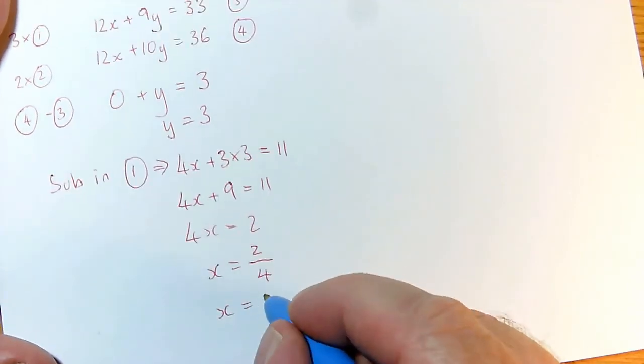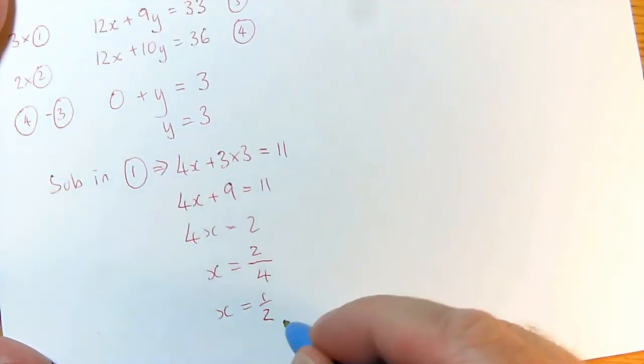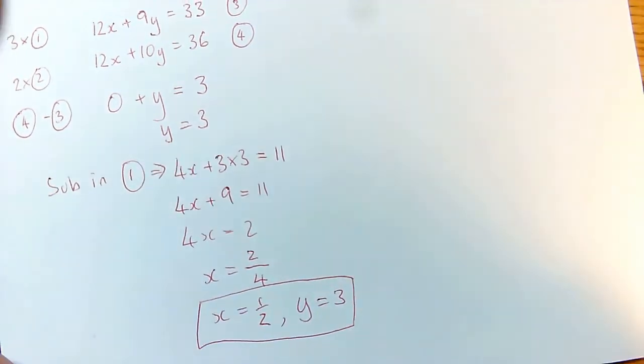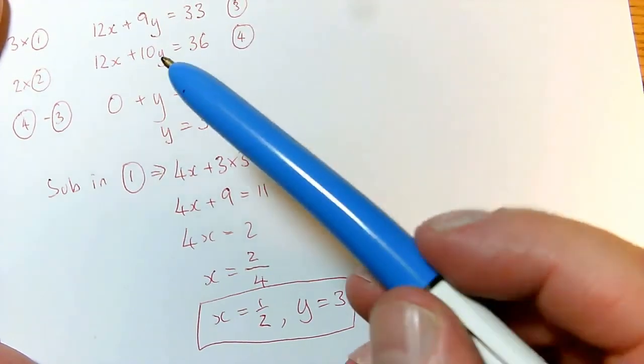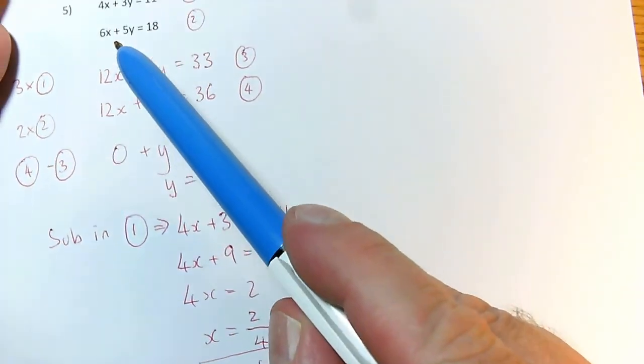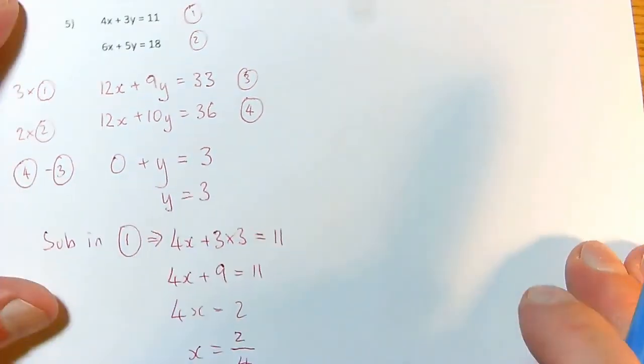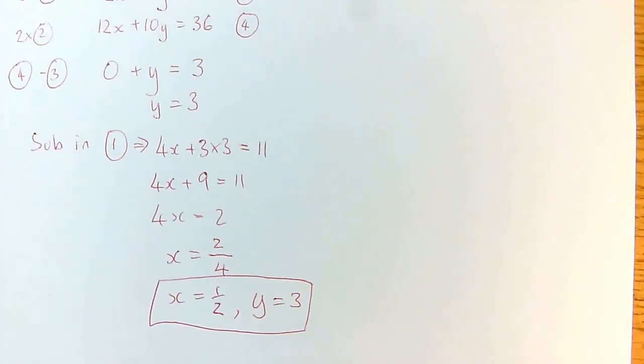No one ever promised you the answers were going to be whole numbers. So the answers are x equals a half and y equals 3. And if you want to, it's not a bad idea actually to double check the second equation, equation 2 up here, check the same values work. Okay, but they do. So that's question 5. Hopefully you've got those answers already.